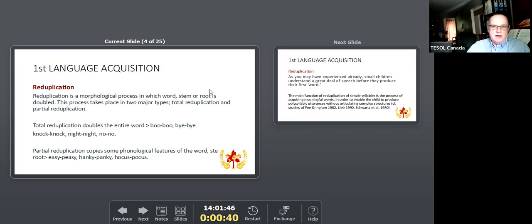Reduplication is a morphological process in which a word, stem, or root is doubled. This process takes place in two major types: total reduplication and partial reduplication. Total reduplication doubles the entire word, such as boo-boo, bye-bye, knock-knock, night-night, no-no. Partial reduplication copies some phonological features of the word: easy peasy, hanky panky, hocus pocus.